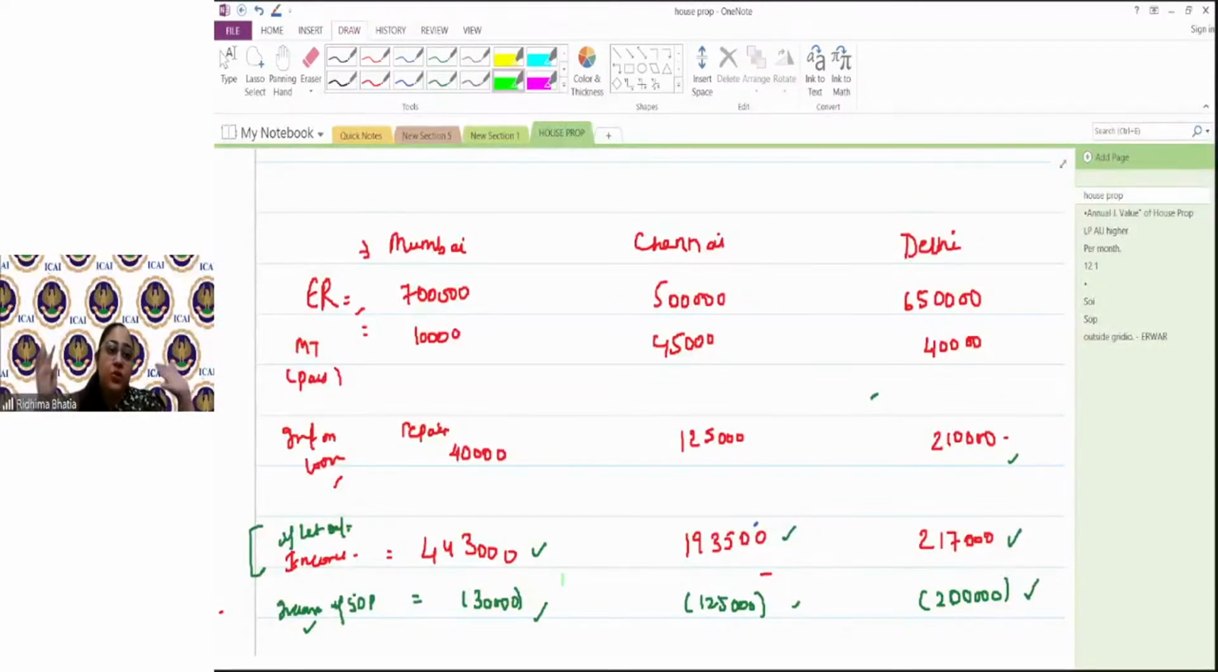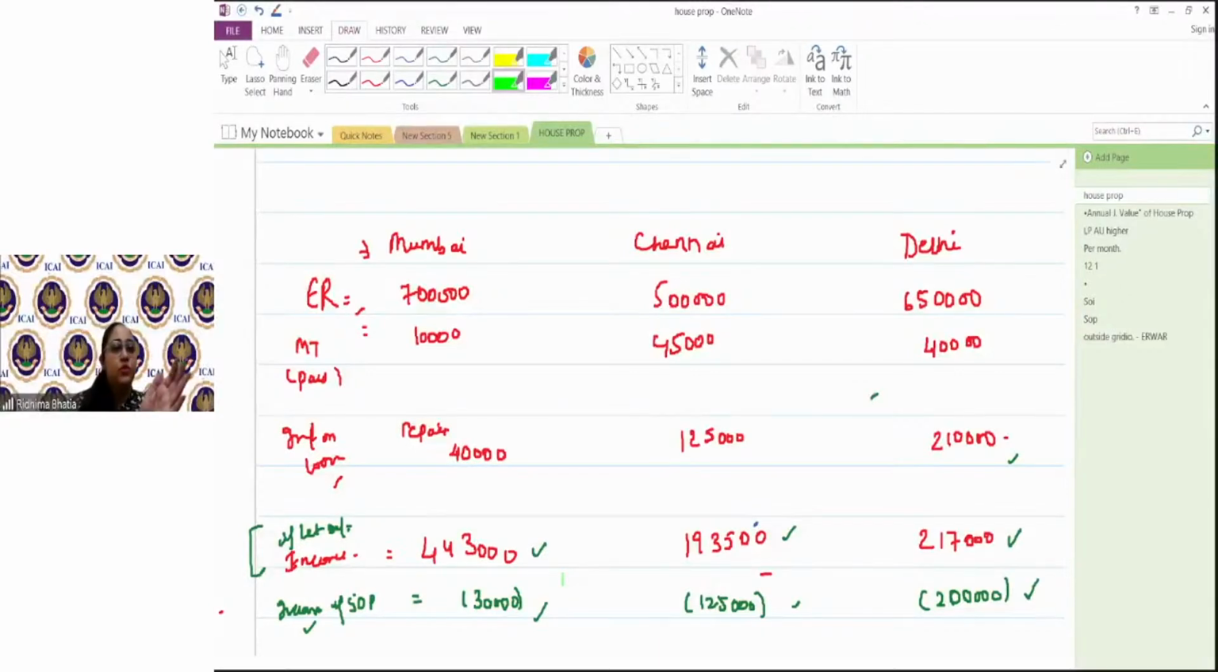So taking all those factors together, the best approach is first make a rough calculation assuming all the 3 properties to be let out, and make a rough calculation ki if these properties are self-occupied, what would have been the income from house property. Now prepare the combinations, because maximum only up to 2 properties can be self-occupied. So take remaining as your deemed let out property.